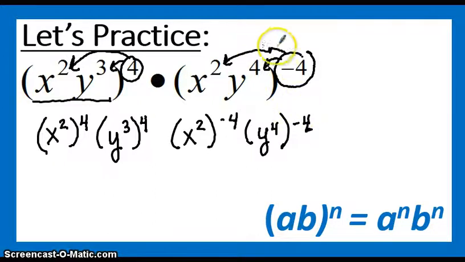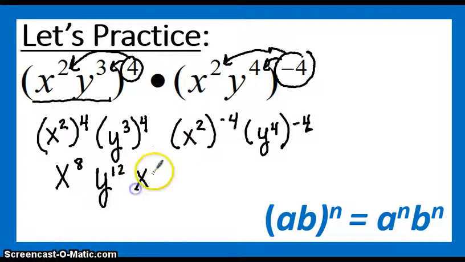Now we've simplified the power of a product, but we now have powers of powers. So we have to multiply those exponents to simplify. So x squared to the 4th is x to the 8th. 2 times 4 is 8. Y cubed to the 4th power is y to the 12th. 3 times 4 is 12. X squared to the negative 4th power is x to the negative 8 power. 2 times negative 4 is negative 8. Y to the 4th to the negative 4th power is y to the negative 16 power.